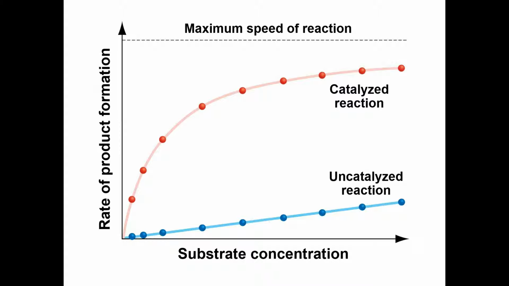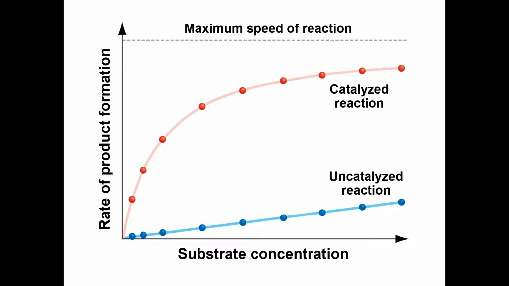So enzymes are referred to as biological catalysts. That's another word for them. If you look at an uncatalyzed reaction and a catalyzed reaction, notice that the speed of product formation is much faster with the catalyzed reaction. An uncatalyzed reaction will take place, but at a much slower rate. Also notice that it's a linear progression.